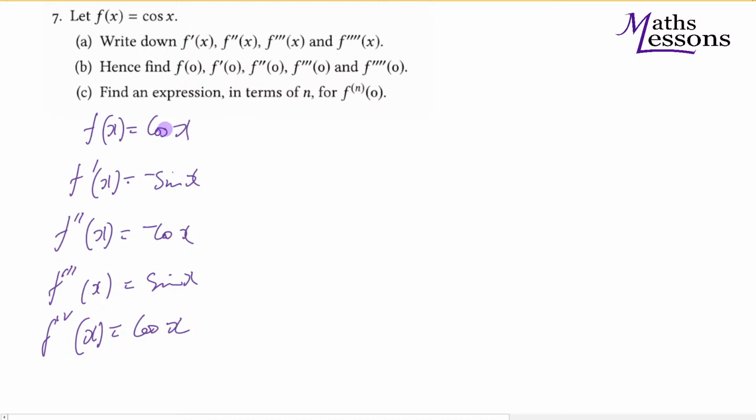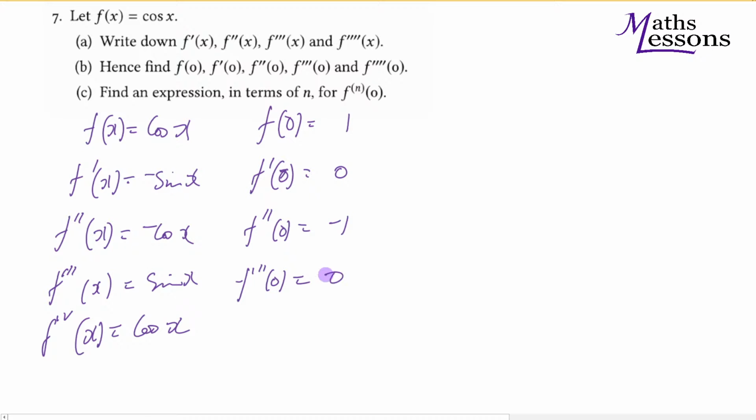So we can now find f of naught, which is just 1. Cos of naught is 1. F dashed of naught is equal to minus sine of naught, which is 0. F double dash of naught will be minus 1, because cos of naught is 1, so minus 1. F triple dash of naught will be naught. Sine of naught is naught. And the fourth derivative, cos, is going to be equal to 1.